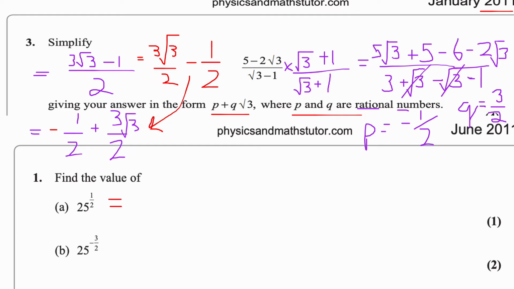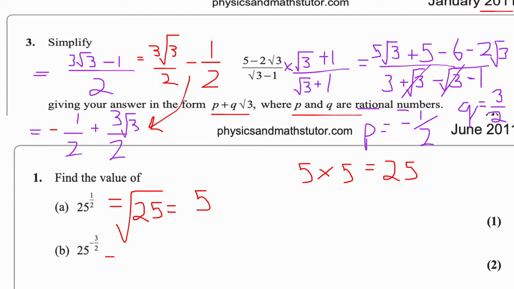Right, guys, next question. Question number 1. Find the value of 25 to the power of a half. Well, power of a half just means the square root. So there's going to be the square root of 25, which is 5, because 5 times 5 is 25, guys. So again, make sure that you're happy and clued up on your square numbers, and even cube numbers as well.